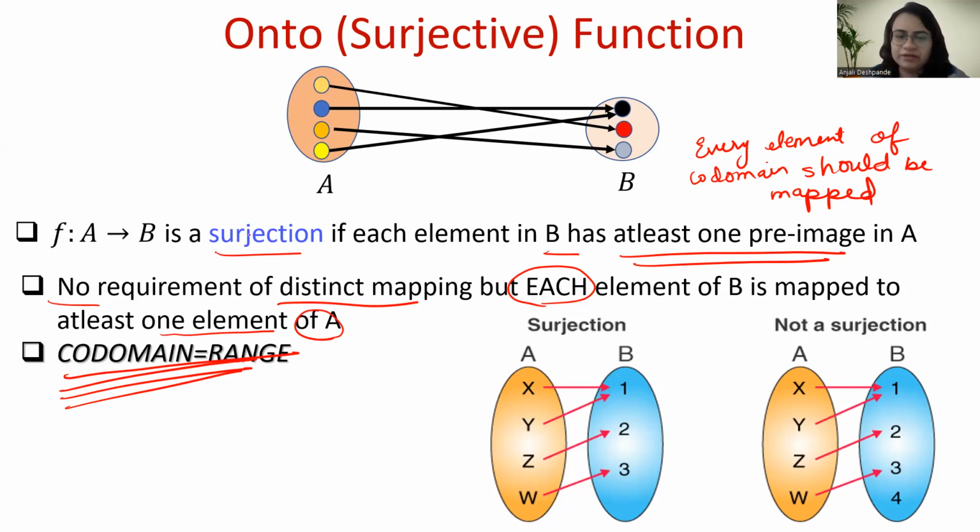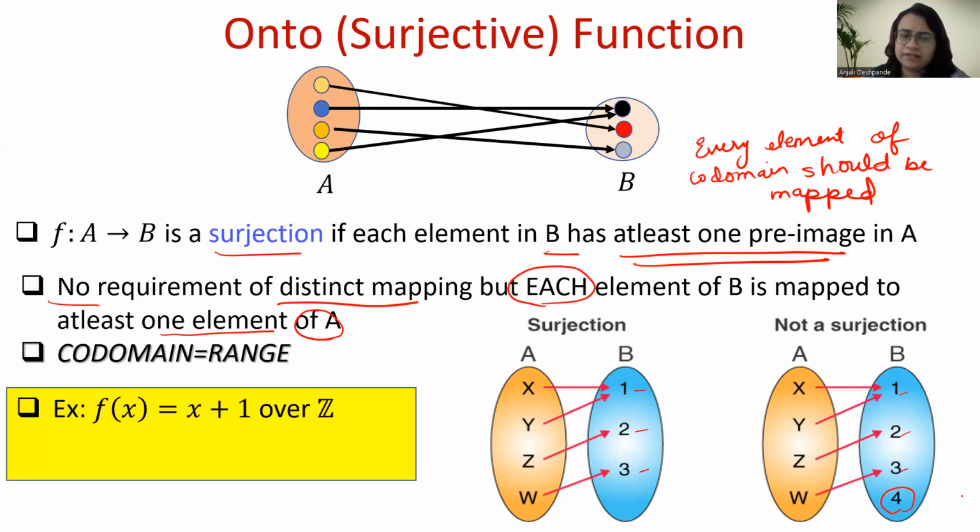This is the condition to check if the given function is onto. So if you see in the figure, this first figure shows a surjection. Why? Because all elements in B are mapped to at least one element in A. But in this figure, the right one, it is not a surjection. Why? Because 4 is left out. Hence, it is not a surjection.